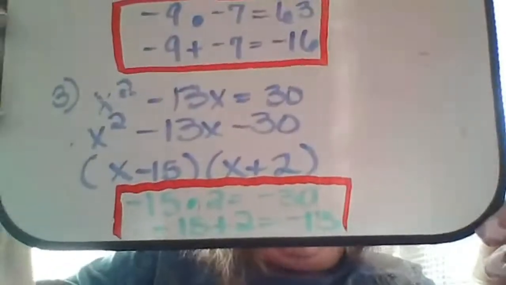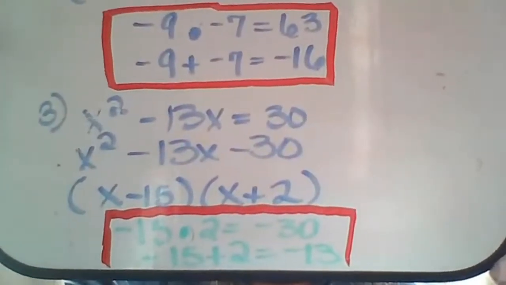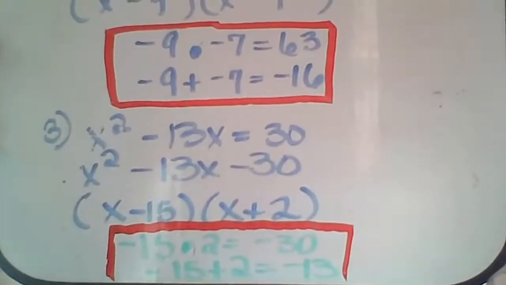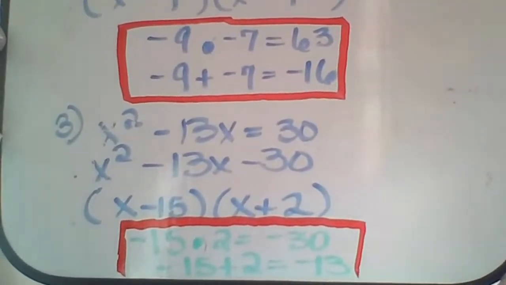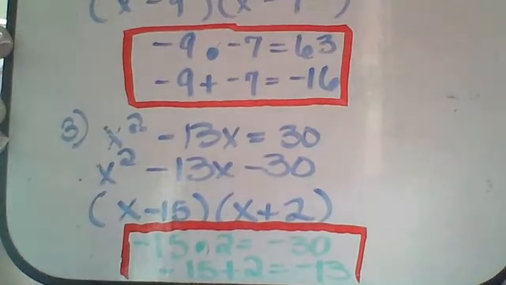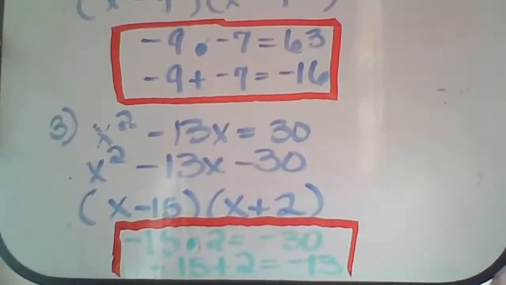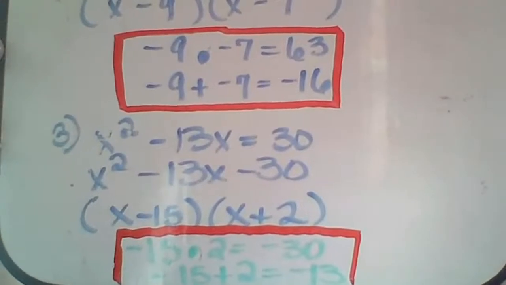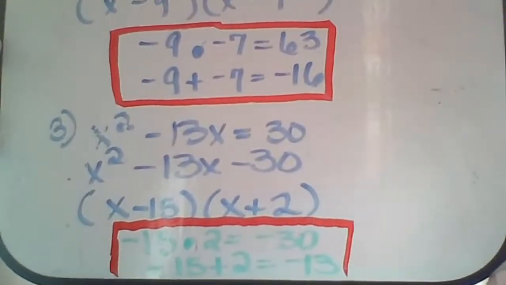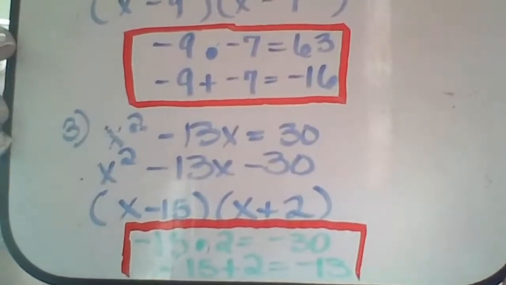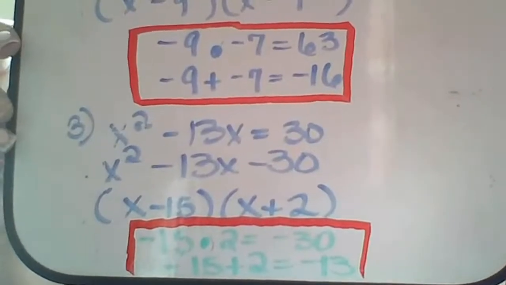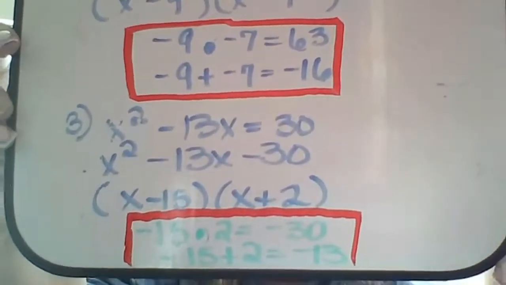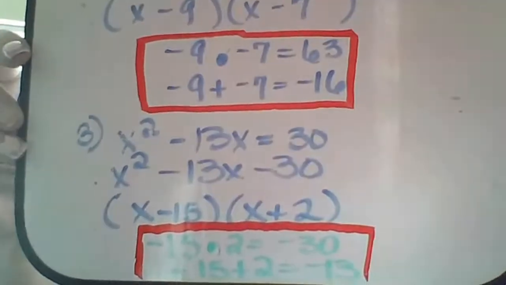Problem number 3 is x squared minus 13x equals 30. Well, the first thing you have to do here is you need to get all three of your terms on the same side of the equation. So as you guys know, anytime you move something from one side of the equation to the other, you have to change the sign. So since we have a positive 30 on the right-hand side of the equals, we just need to move that 30 to the left to get all three of our terms on the same side, which would change that from a positive 30 to a negative.